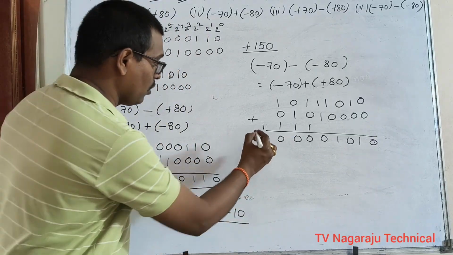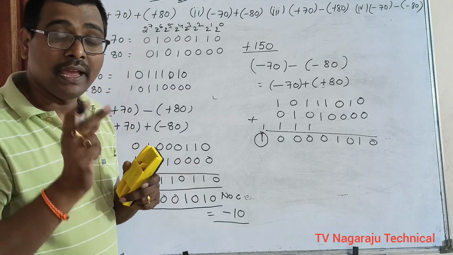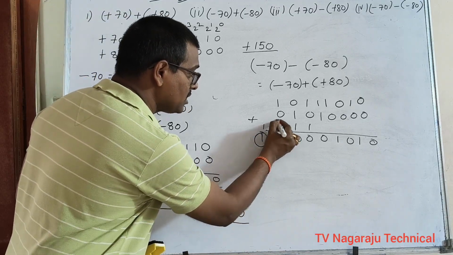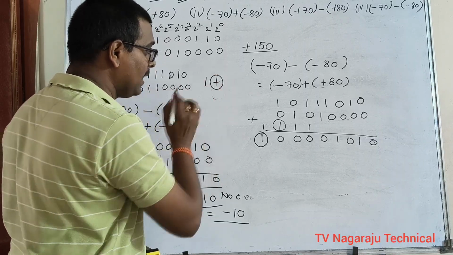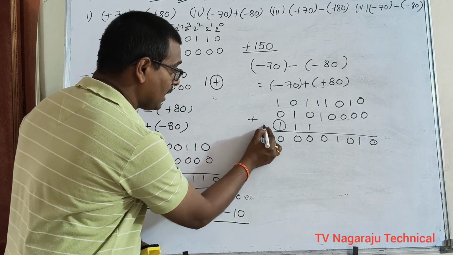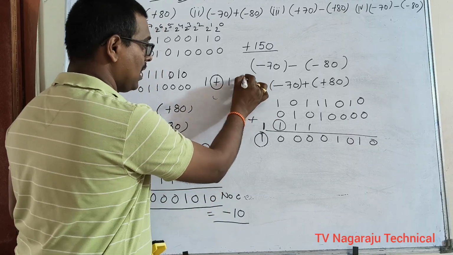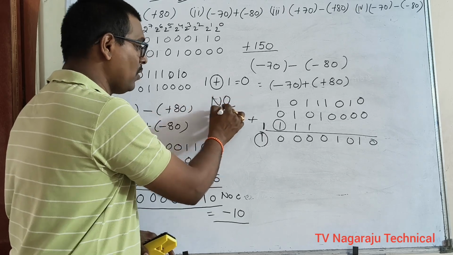Now observe, if any carry, discard the carry. Again check the overflow. What is the carry into the MSB? Carry into the MSB is equal to 1. XOR operation. Carry out of the MSB is also 1. XOR of 1 and 1 is 0. Means again, there is no overflow.